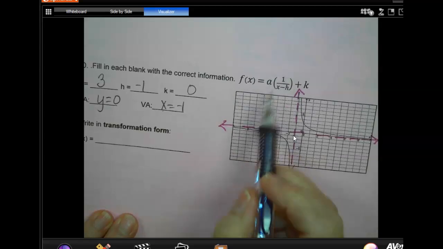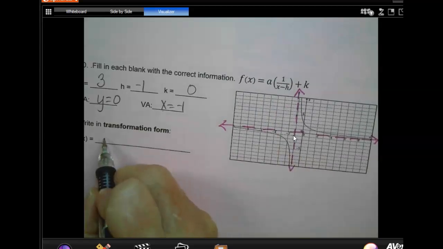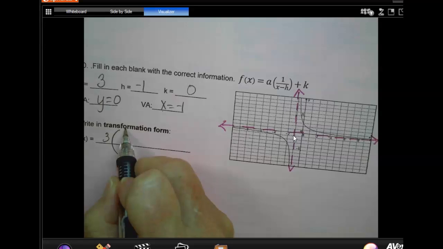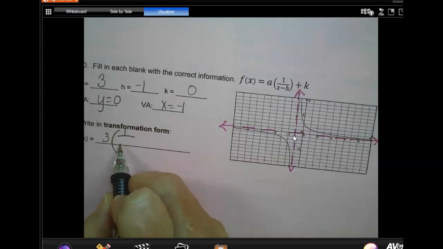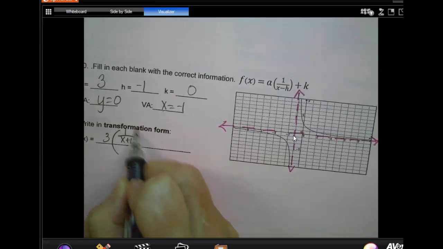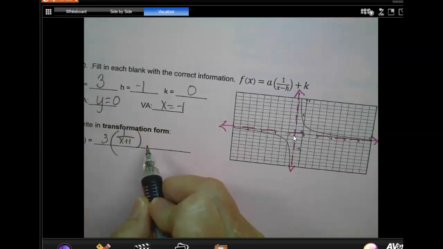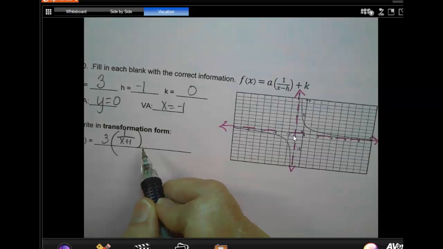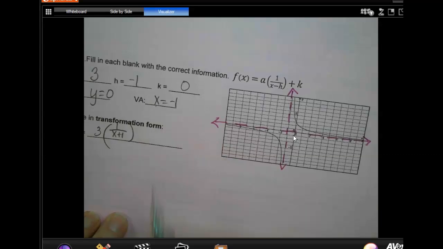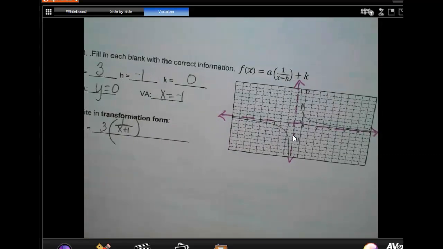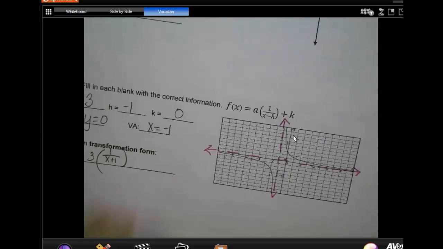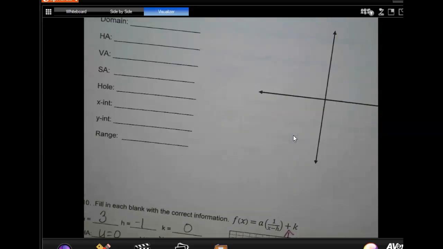Now, this is our transformation equation, right? And so I'm going to write 3 times 1 over x plus 1, because it's a reciprocal. And then we could put plus 0 if we wanted to, but we don't have to, right? But if it got shifted up or down, this is where that would go, right? The back and forth goes with the x, and then the up and down goes outside of the x. Okay? All right. How much time do I have left, y'all?